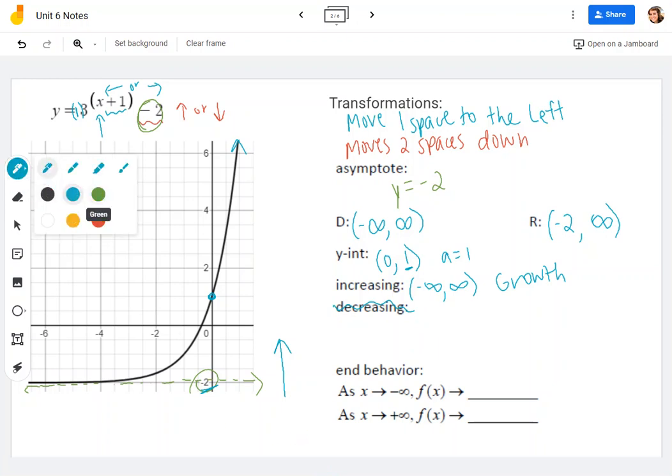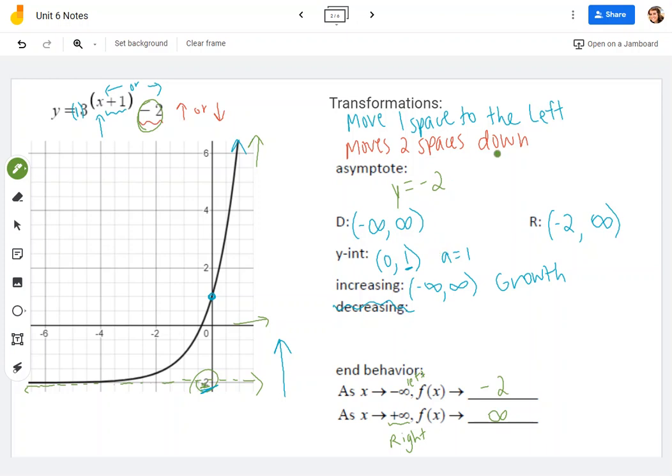All right, and then lastly, we look at the end behavior. So as x goes to -infinity, so this is to the left side of the graph, well, as it goes towards -infinity, it's kind of bottoming out at this asymptote, which was -2. So that y value is going to approach -2. As x goes to +infinity, which is to the right of my graph, as I go to the right, those y values are going up forever, so they're going to go up to +infinity.